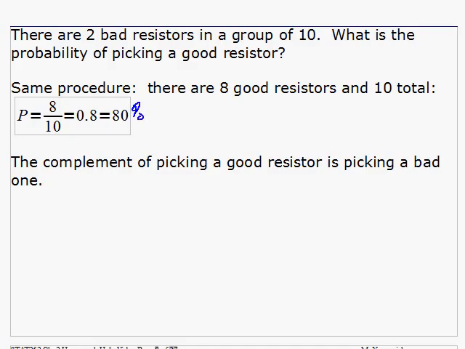And now I want to look at the probability of the complement. What is the complement of picking a good resistor? It's picking a bad one, because those are your only choices, good and bad resistors in this box of 10. Now there's 2 ways to do this. I'll show you that on the next slide.